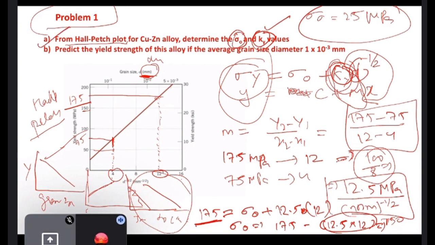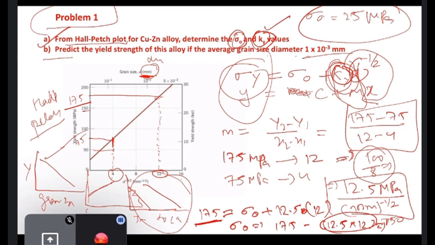This type of numerical will come in your exam. I have discussed it in the previous session also. I am discussing it with this plot over here again. Now the second part: predict the yield strength of this alloy if the average grain size diameter is 10 raised to power minus 3 millimeter.